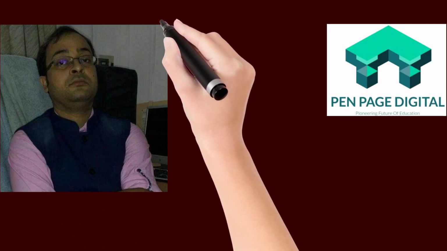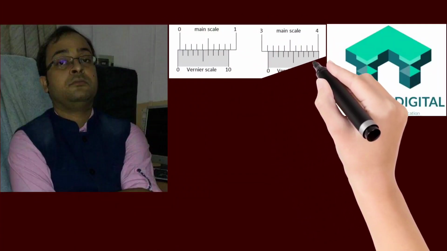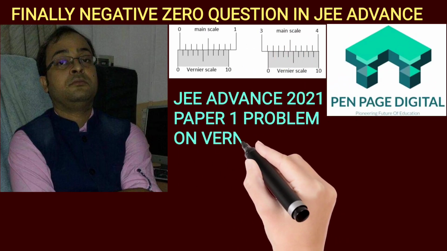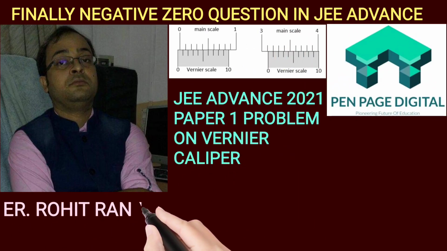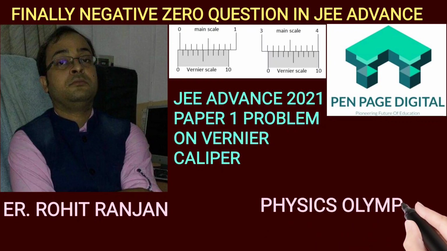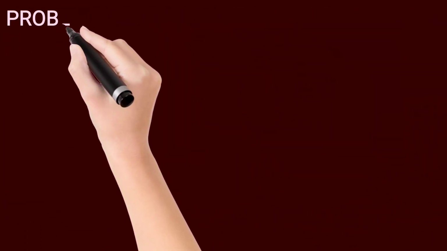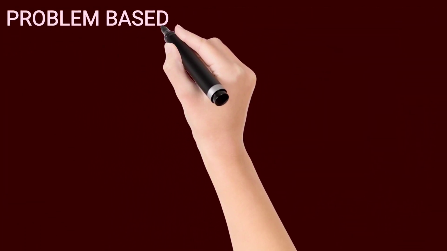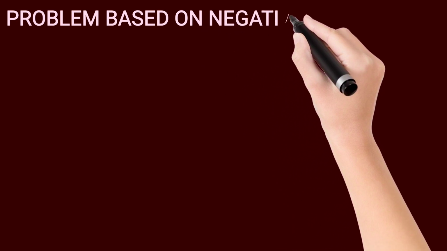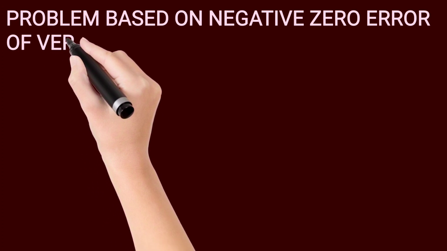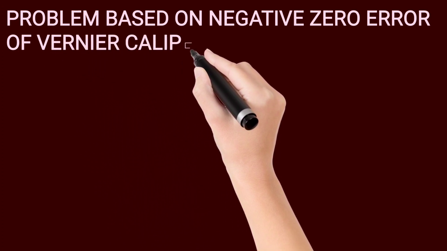I am going to discuss today one question, finally, on negative zero error asked in JEE Advanced, and it's on vernier caliper. Now this JEE Advanced question was asked in paper 1. The problem is based again on negative zero error on vernier caliper. Now what is the question? Let us go through the question at first.